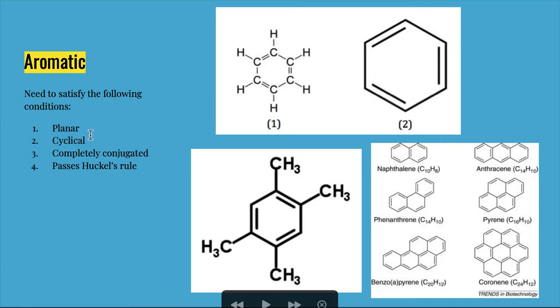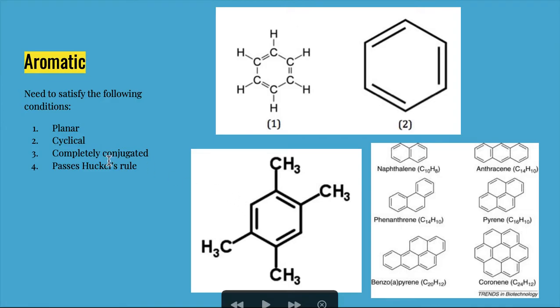So a compound is aromatic if it follows these 4 conditions. The first one is it's planar, which means it's flat, which is kind of a well-duh kind of condition, because you can't have rings that are not flat. So there's that. And then the second one is also another well-duh thing, because it says cyclical and rings are gonna be cyclical. The first ones are kind of pretty obvious.